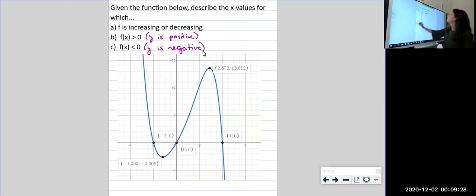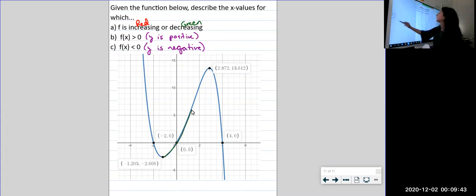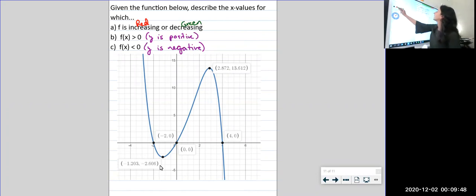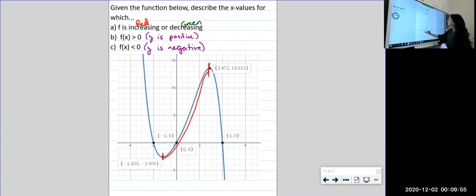Increasing, I'll do in red. Decreasing, I'll do in green. So f of x is increasing as we go from the left to the right and start moving upwards. Whoops, wrong color. Didn't change it back to red. So we are increasing starting right here and stopping right here. This is the only section of the graph in which we are actually increasing. So I'm going to label this as increasing.